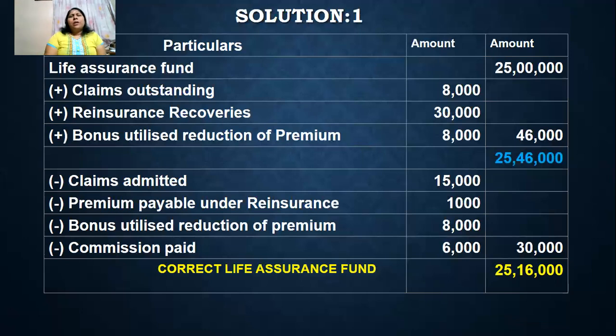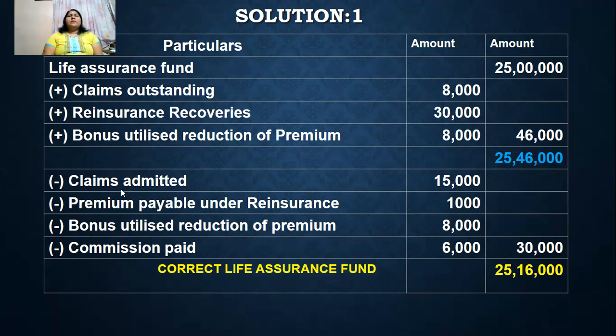Actually, this is not your claim. We are paying to the policyholder that belongs to another insurance company. So it looks like an income for the company. So reinsurance recoveries and bonus utilized in reduction of premium, all these three things are to be added.